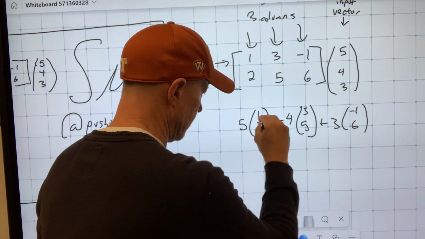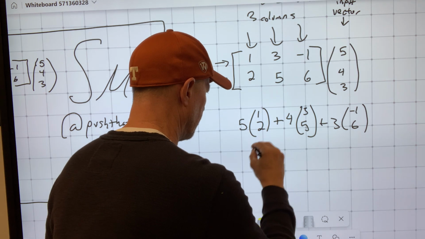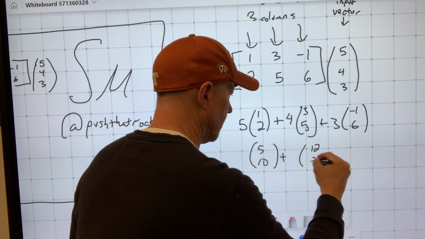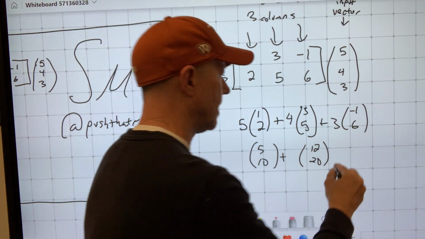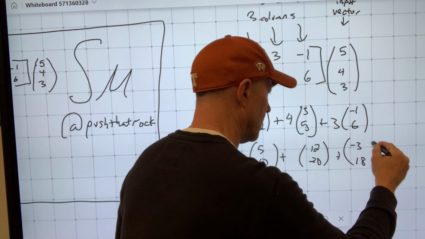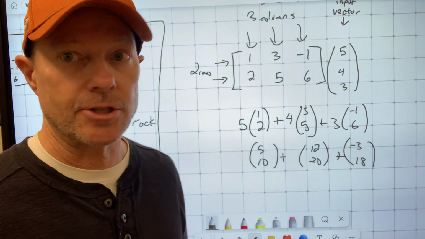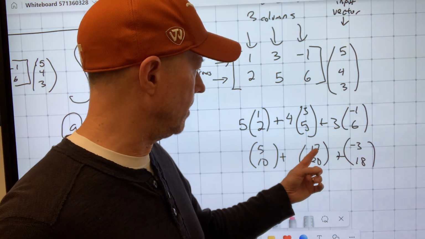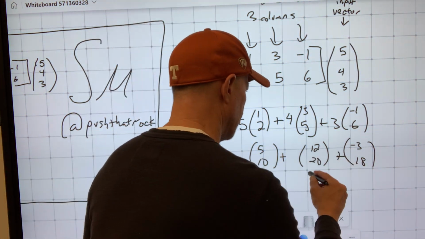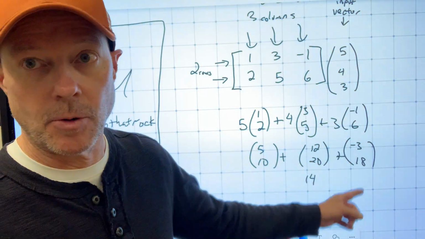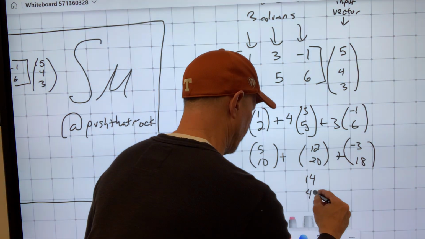This vector gets quintupled, so it's 5, 10. This vector gets quadrupled, so it's 12, 20. And this last vector gets tripled, so it's -3, 18. And then the way you add vectors is you add corresponding components. So I add 5 to 12 to get 17, minus 3 is 14. I add 10 to 20 to get 30, plus 18 more gives me 48.